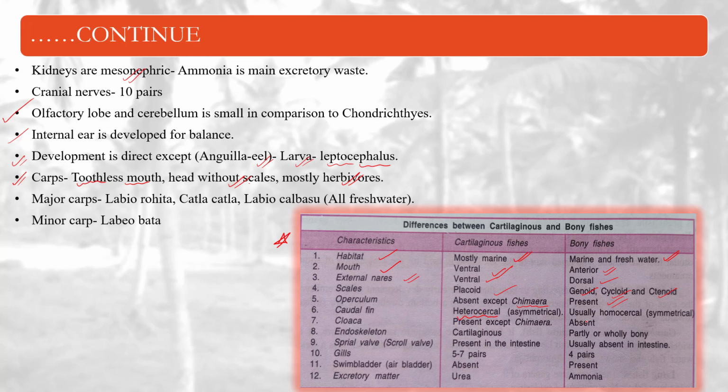In case of bony fish it is homocercal. Cloaca is present in cartilaginous fishes, except chimera, and in case of bony fishes it is absent because it is modified into anus.